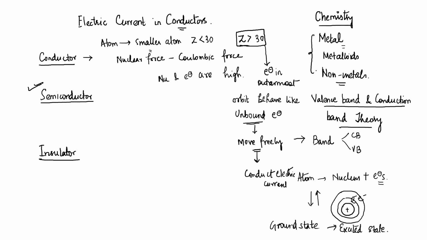The motion of charges is allowed. What is moving freely? Electrons are moving freely, and the motion of electrons is producing electric current. So this is one theory.